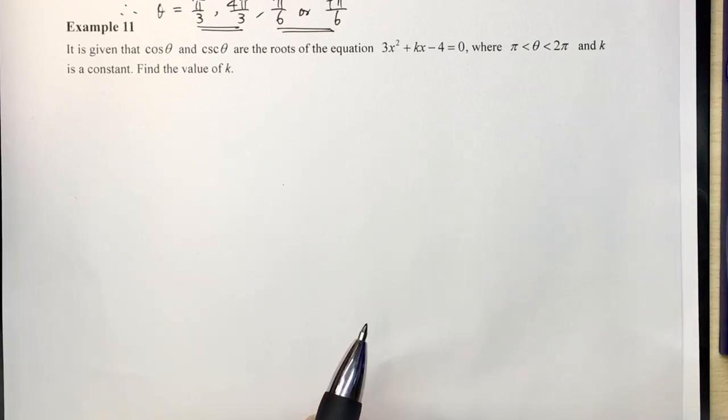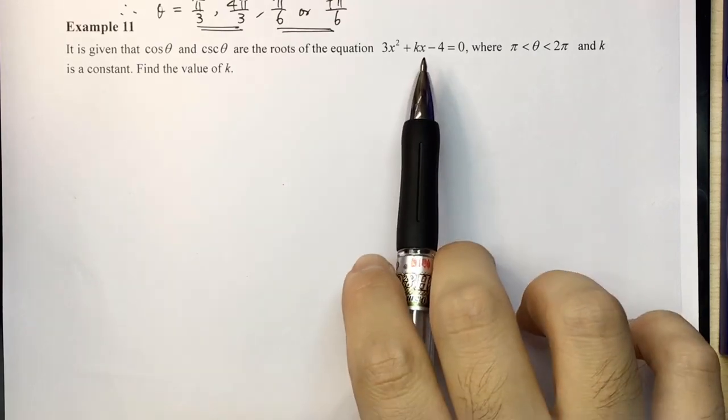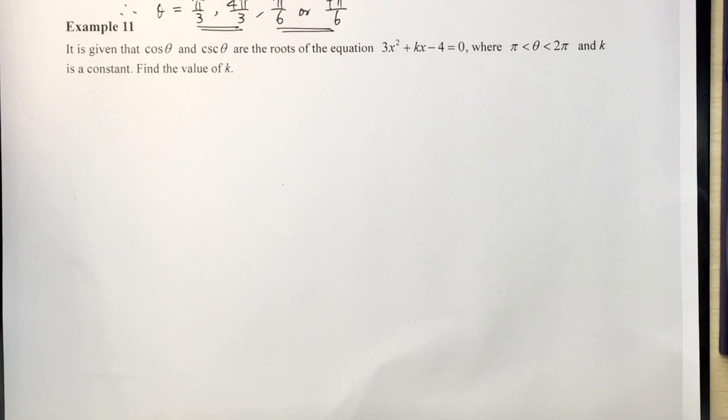Example 11. Cosine theta and cosecant theta are the roots of the equation, and you need to find the value of k. Now, in this question, you know that cosine theta and cosecant theta are not friends. That means you cannot use the product of roots equals 1 to find the value of k. And also, the value of k appears not in the product of roots position.